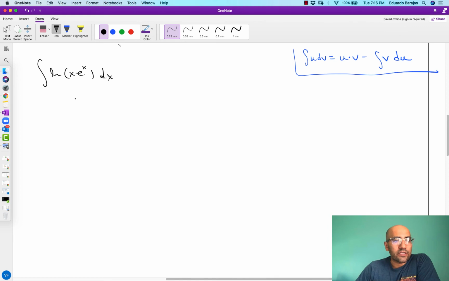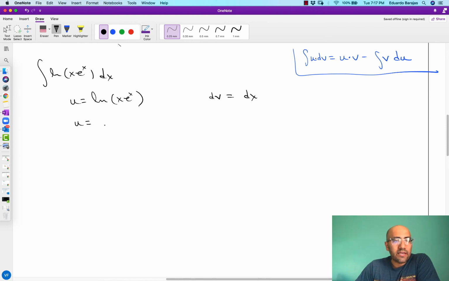So this one could be a little tricky, but there really isn't much choice. I have to set u equal to ln of x e to the x. I have to set it up as a multiplication, so I can't separate the argument of this ln function. That just leaves me the other option, dv must be equal to dx. There really isn't much choice other than this.